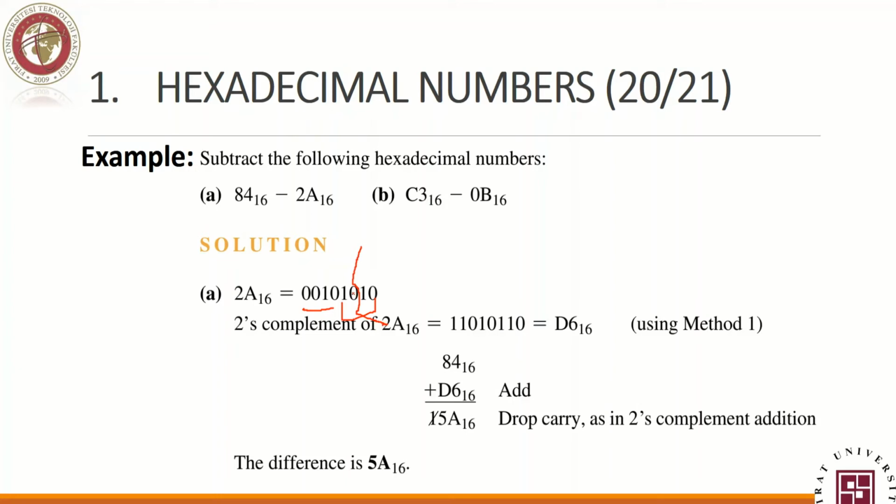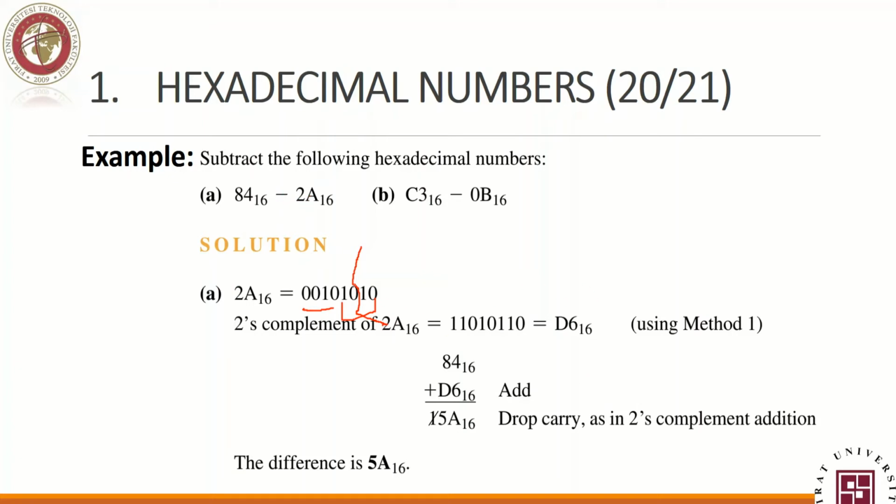Then we take the 1's complement of the remaining bits. This one will be 1 0 1 0 1 1. So the number again will be 1 1 0 1 0 1 1 0. Okay, that is the 2's complement, which is the negative version of 2A in hexadecimal.